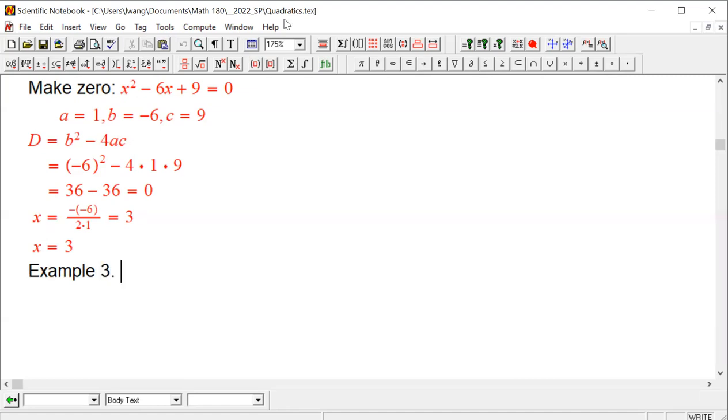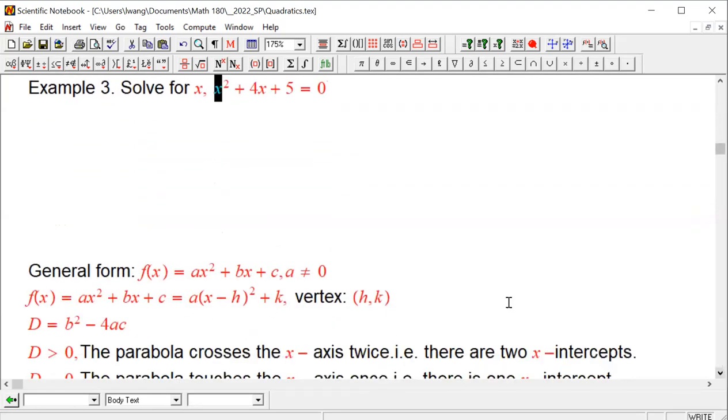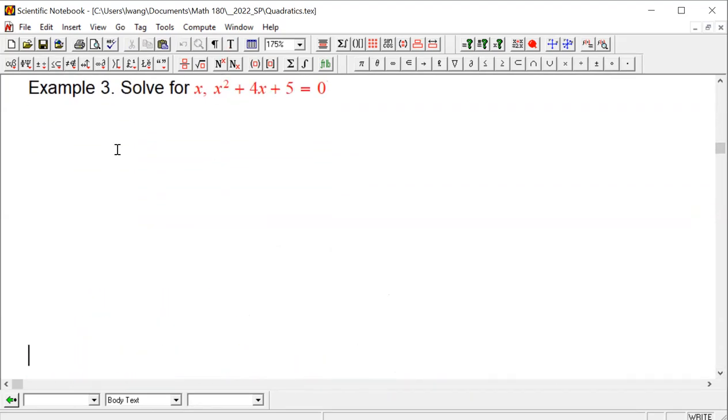Example number 3. Okay, once again, solve for x. The equation we have is x squared plus 4x plus 5 equals 0. So first, this doesn't seem to be a very complicated equation, right? So I would naturally try factoring. So method 1, I'm going to try factoring.